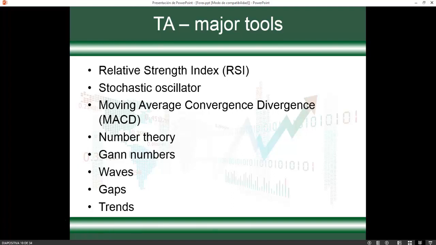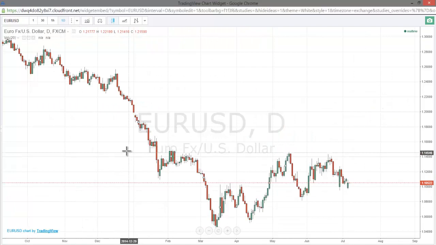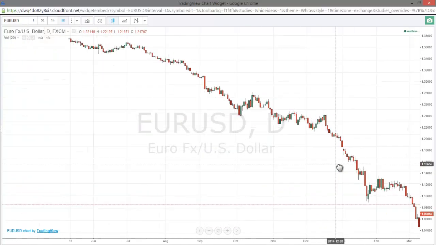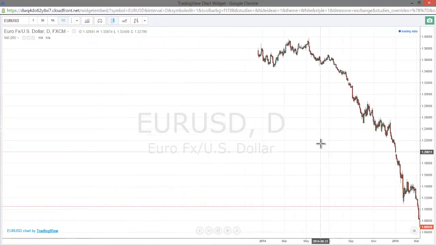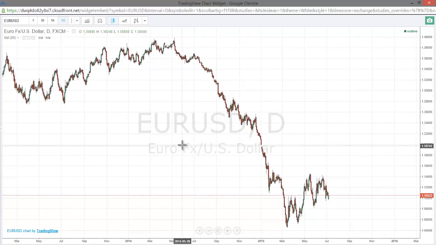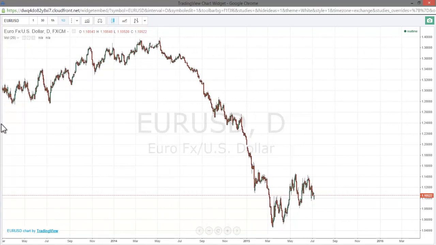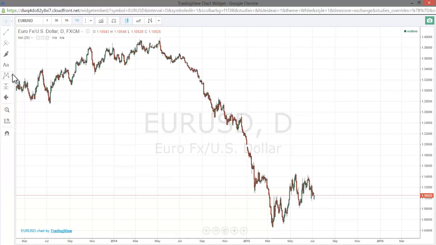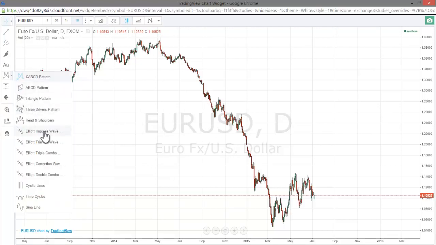I'm not sure if I'll be able to find one at the moment. I haven't really prepared these, but let's see if I can find some waves here. And again, remember there are 5 waves of main trend, main impulse, and then you have 3 waves of retracement, ABC.